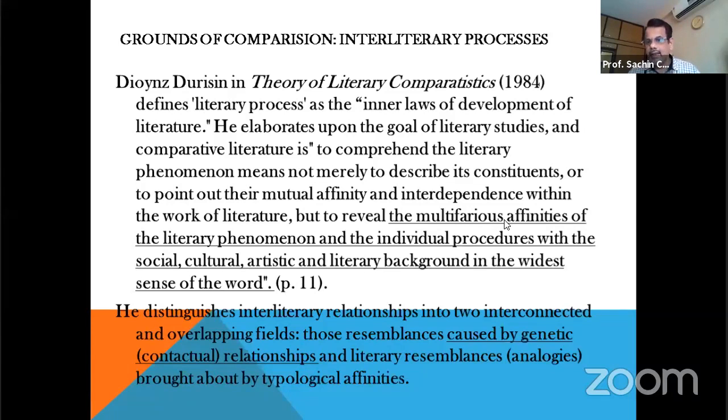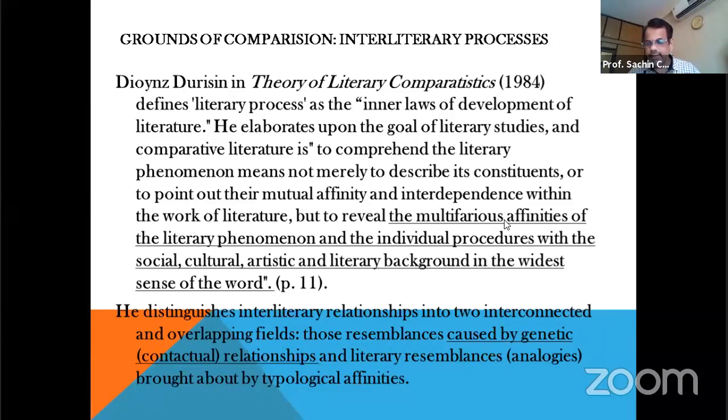It's that tea, while preparing tea, you took something from some place. So instead of influences and reception, we are focusing on ingredients that have gone into the making of a particular thing. And a very important idea that he proposes is the idea of interliterariness. So literary processes are also interliterary.